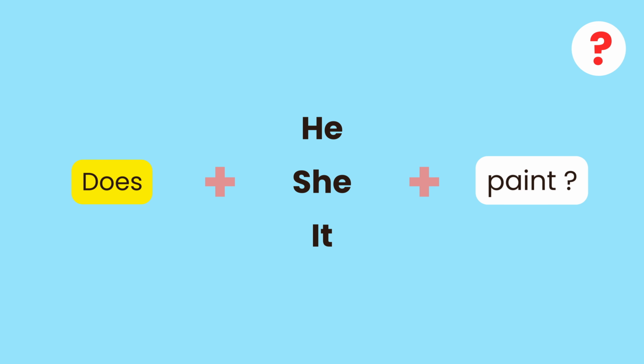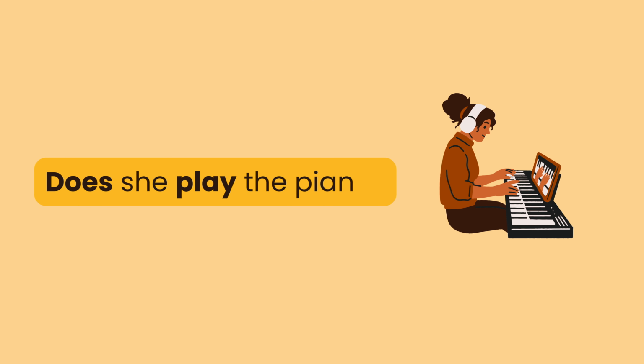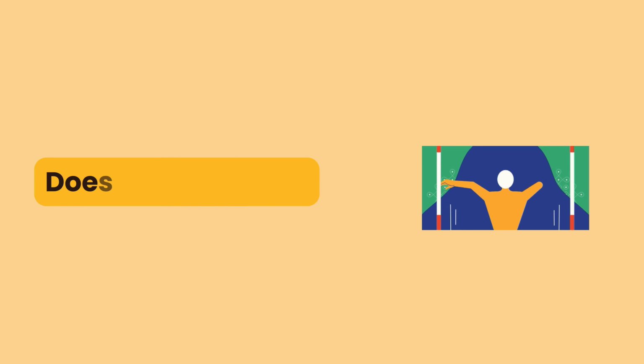Does is used with he, she, and it. For example, does she play the piano? Does he swim well?